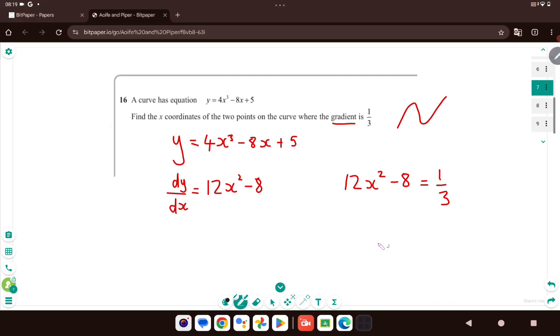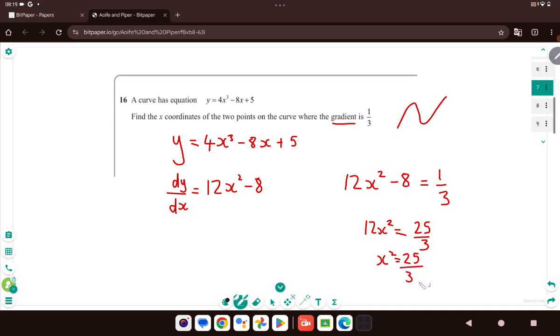I'm going to add 8 to both sides first, which gives us 12x squared is equal to 8 1/3, which is the same as 25 over 3. I'm just going to write it as an improper fraction. Let's divide both sides by 12. So 25 over 3 divided by 12, x squared is equal to 25 over 36.